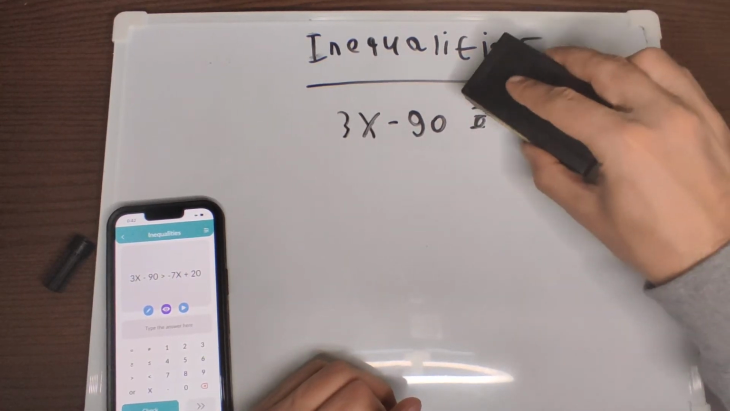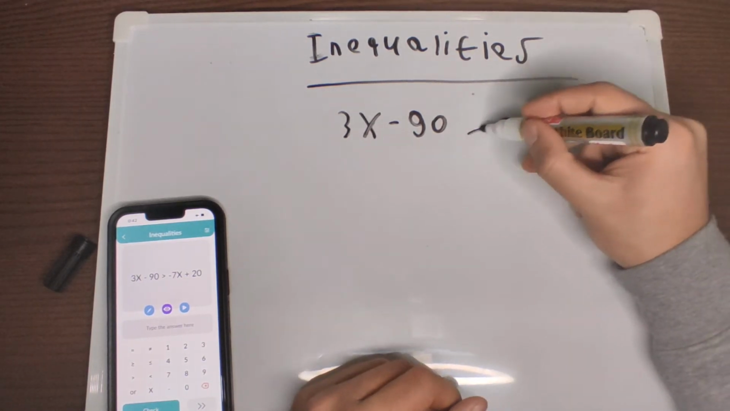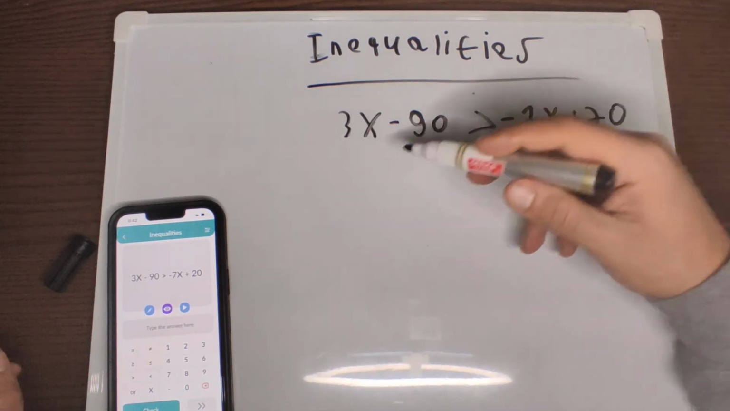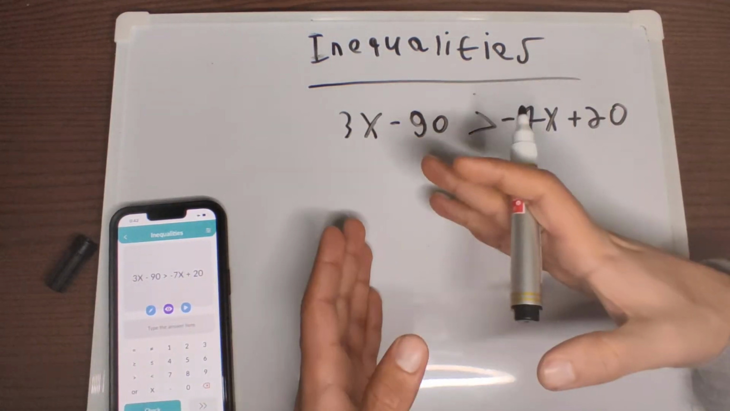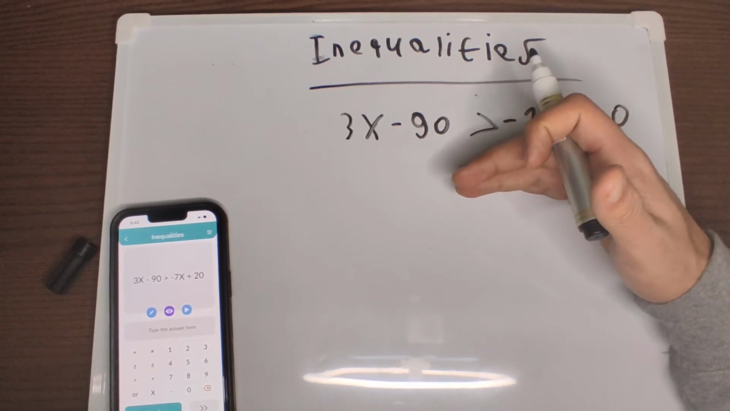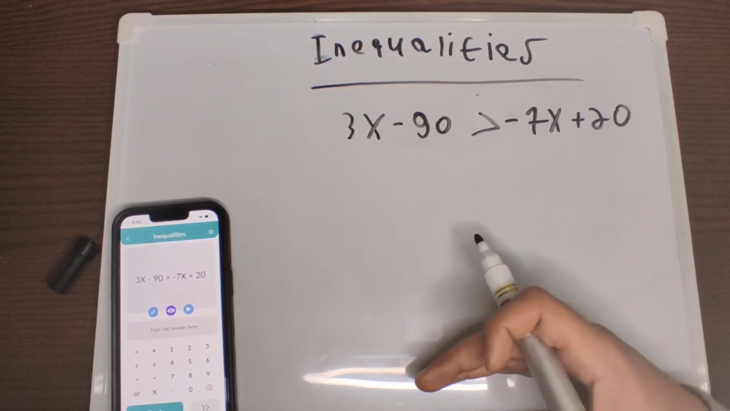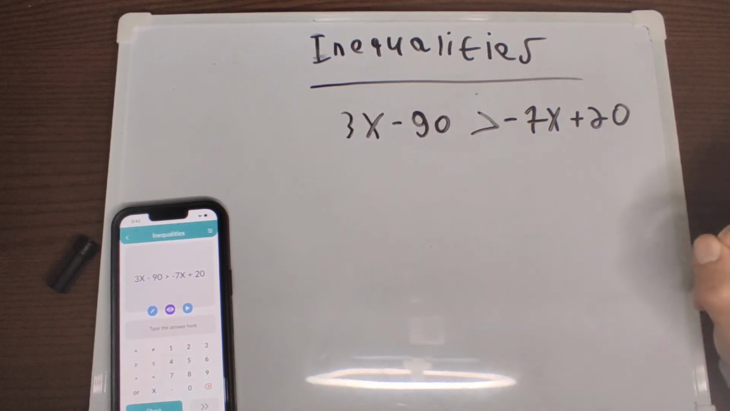So how can we solve it? The best method to solve an inequality is to solve it like it was an equation all the way until the last step, and then there is a little trick.